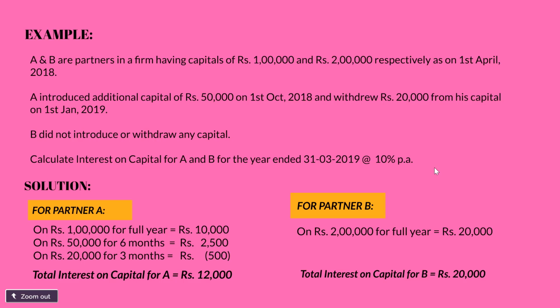We'll deal with A first. The details of A are: at the beginning of the year, the opening capital is rupees 1 lakh. Additional capital introduced by A, rupees 50,000 on 1st October 2018, and capital withdrawn by A on 1st January 2019, rupees 20,000. So as what we've learned previously, we'll give interest on capital at 10% on the opening capital for the full year.